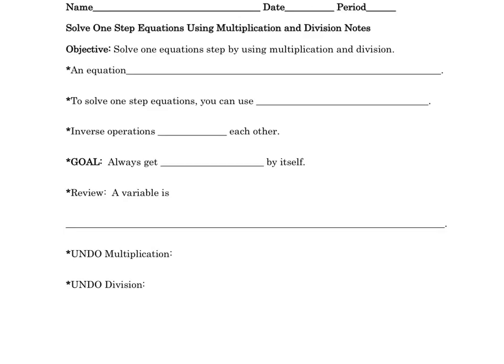So our objective is to solve one-step equations by using multiplication and division. Let's review what an equation is. An equation contains an equal sign. It is to be solved. To solve one-step equations, you can use the inverse operation.